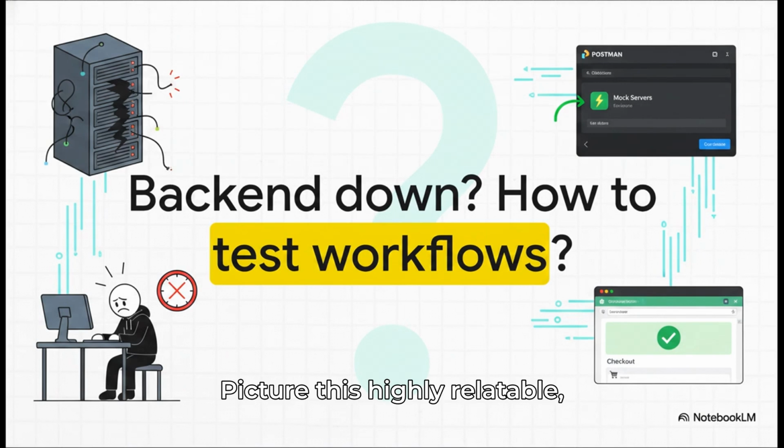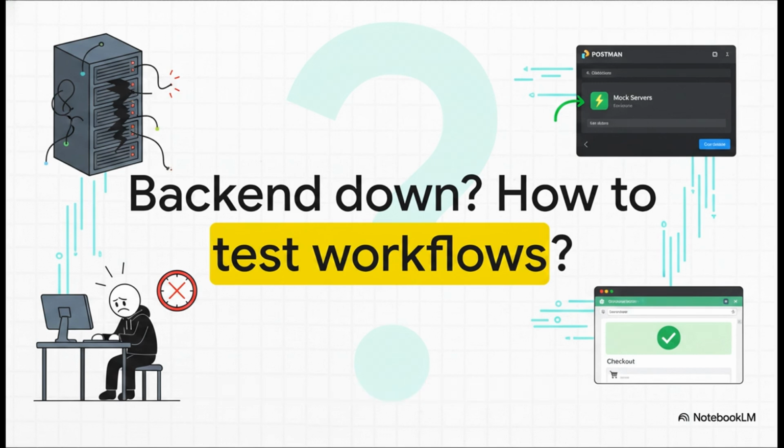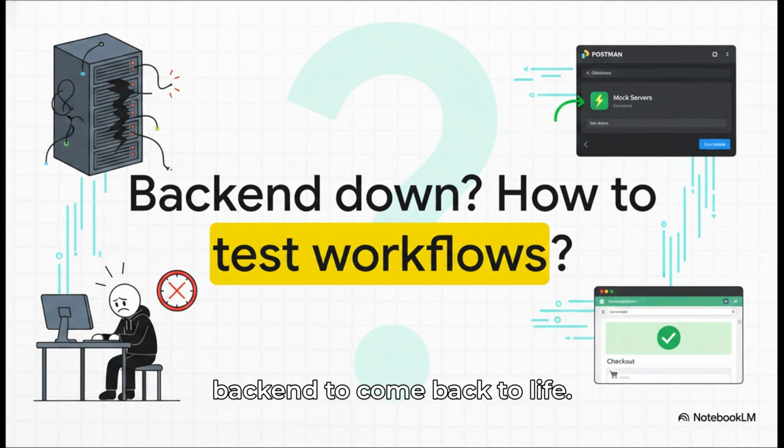Picture this highly relatable, high-stakes scenario. You're an IT support engineer. It's late in the sprint, and out of nowhere, your payment API completely goes down in staging. Right at that exact moment, your front-end team desperately needs to test the checkout flow. Suddenly, development comes to a screeching halt. Everyone's effectively blocked, basically just sitting on their hands waiting for the backend to come back to life. So what do you actually do?